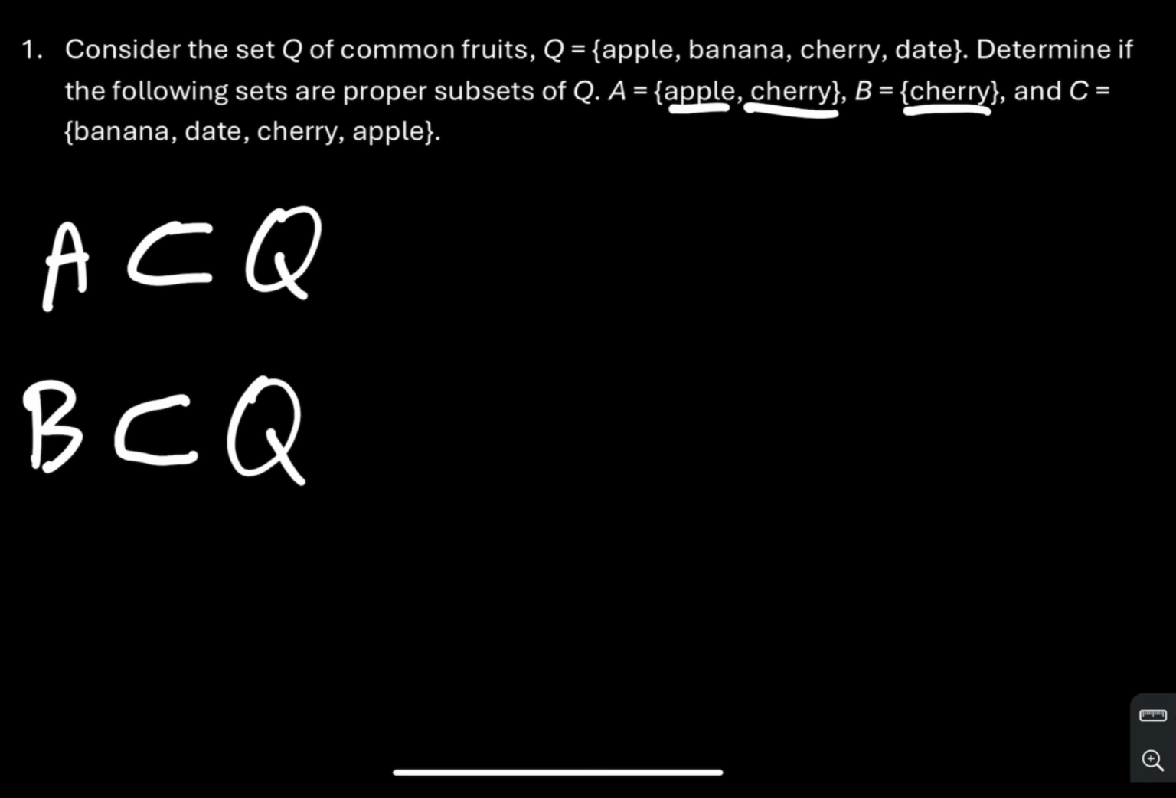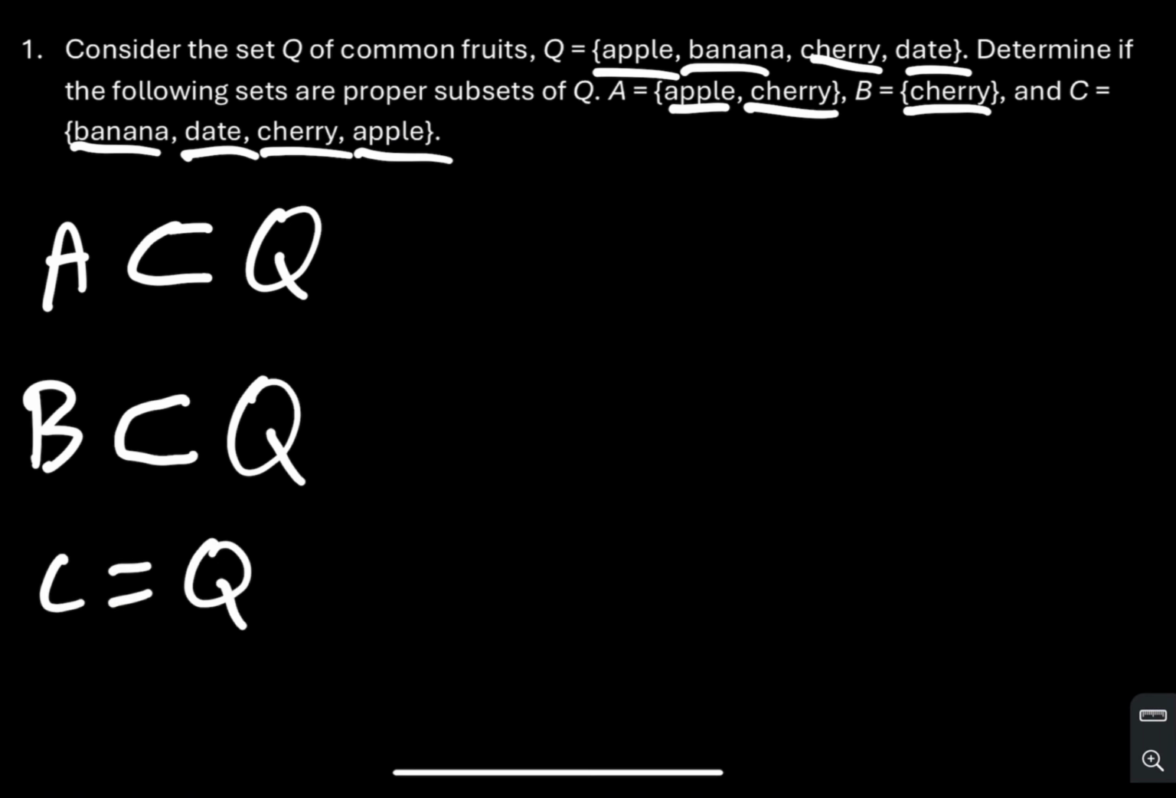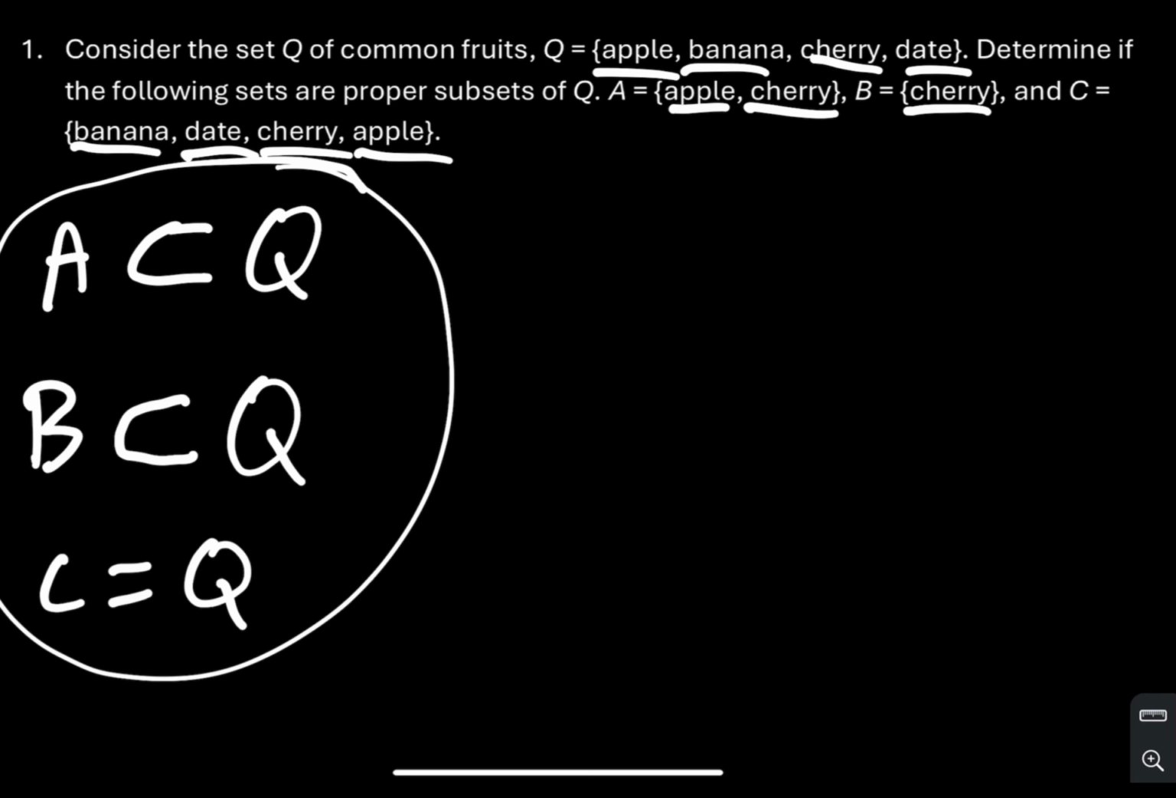So for set C, we have bananas, dates, cherries, and apples. So if you notice, set Q and set C have the same exact elements. Now remember, a proper subset is when a set has only elements from a certain set, but not exactly the same elements. Now here, they have the same exact elements. So we know that set C is not a proper subset of set Q. So how do we write this as an equation? We can just write C is equal to Q. And that's going to be all of your answers.